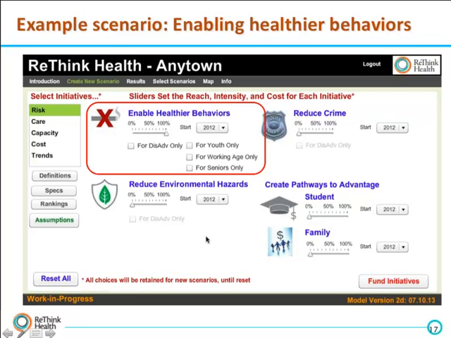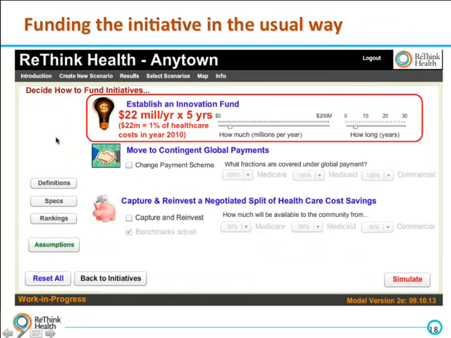and then we have one more thing to do, which is to say, how are we going to fund this initiative? So we go to the funding screen, where there are a few different things that you can do, but initially we're going to focus on this thing called an innovation fund. This is, imagine, a fund that has been put together by these local health leaders. Maybe it's a single funder, or maybe it's multiple funders, but in any case, they've put together $22 million a year for 5 years. And this represents about 1% of healthcare costs in any town in the year 2010, which we've heard from our local leaders is sort of a reasonable amount of money to do anything serious in a community. And so this is $110 million if you add it up all together.